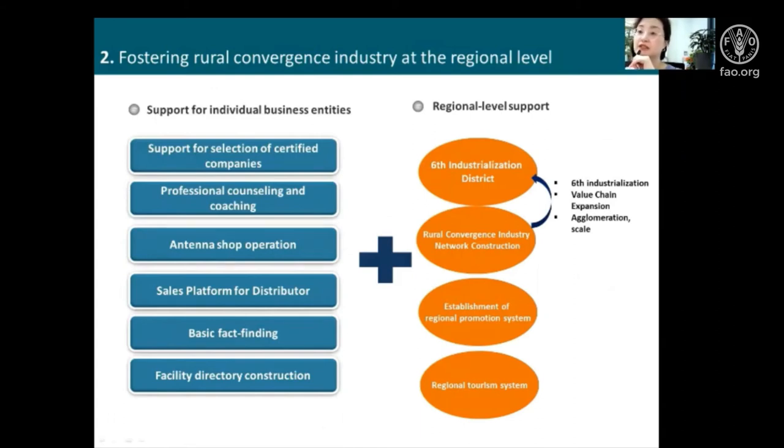At the regional level, networks are established for the sixth industrialization, that is linkage between the value chains, diffusions, aggregations, and scale up, and a regional level promotion system is established. In addition, integrated support will be provided in connection with the local tourism system.